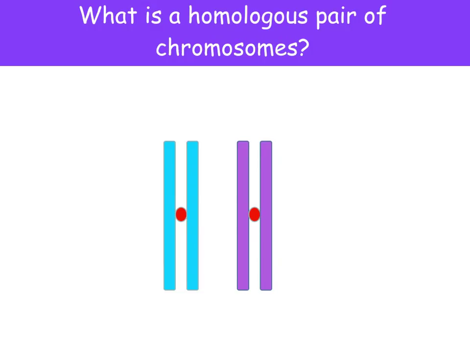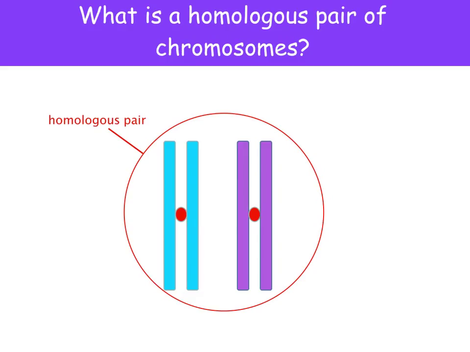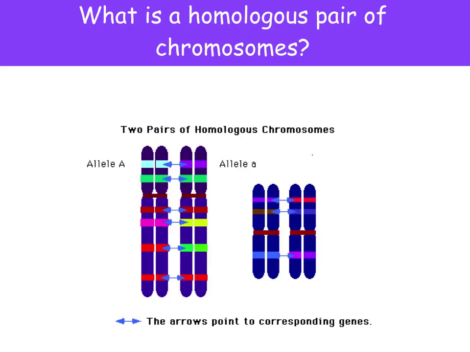Okay, what is a homologous pair of chromosomes? These are a pair of chromosomes that have the same structure as each other. One comes from the mother and the other comes from the father. If you look at this diagram, you can see homologous pairs of chromosomes have been lined up. The genes on each pair correspond to each other.